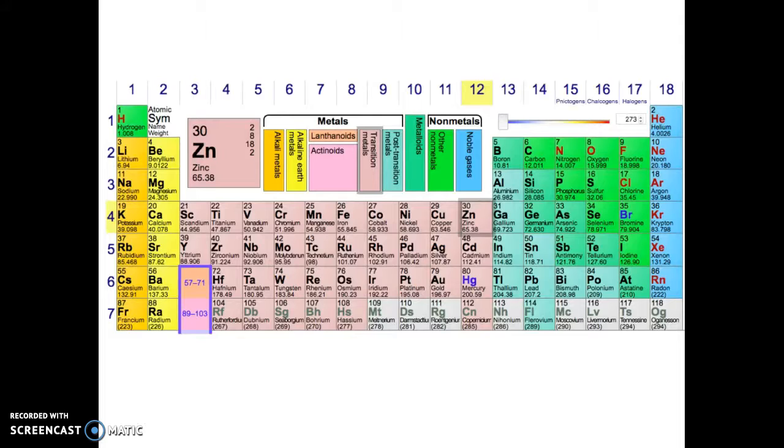Zinc is number 30 in the periodic table. Zinc is placed in group 12 in the fourth period. The atomic number 30 means that zinc has 30 protons in the nucleus and in total 30 electrons in the shells. The group number lets us know that zinc has 2 electrons in the outer shell, and the period number lets us know that zinc has a total of 4 shells.